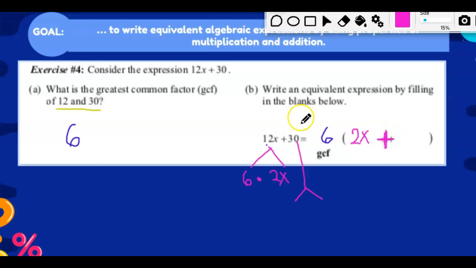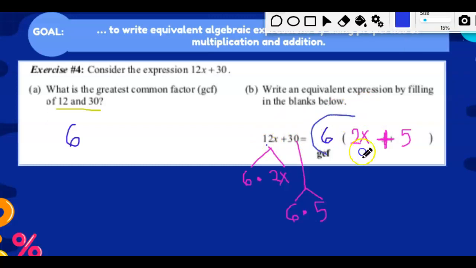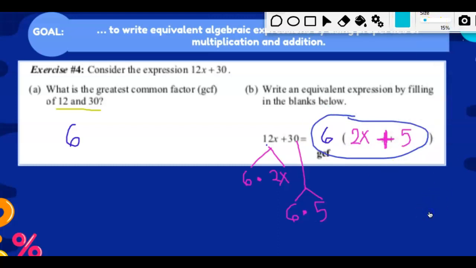How about for 30? We already took 6 out, so what will the other factor be to make it 30? 5. So I'll put 5 here. We created an equivalent expression for 12x plus 30: 6 times the quantity of 2x plus 5. But let's say they did not use the greatest common factor. What is the other common factor between 12 and 30? Give me one, Raymond.